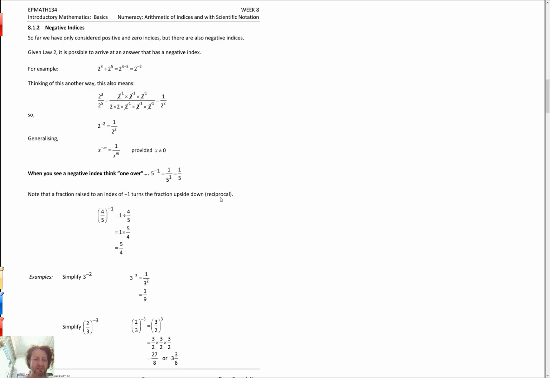Let's look at that. The example I've got here, I'll just do it at the moment to the minus 1. If someone says, what is 2/3 to the minus 1? I can say, well, that's 1 over 2/3. But that's a pretty messy way of writing things. You don't want fractions in fractions.